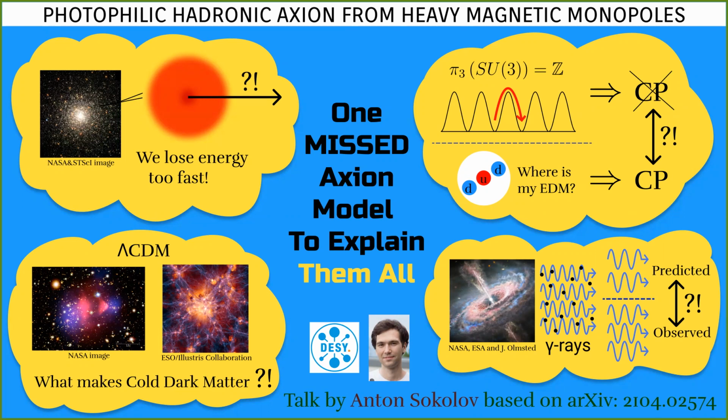In fact, except for the strong CP problem, it also explains the astrophysical hints such as the energy loss of the horizontal branch stars in globular clusters, and also the anomalous TeV-transparency of the universe. And it also can explain the cold dark matter abundance we observe today.